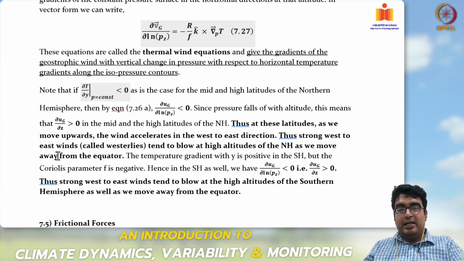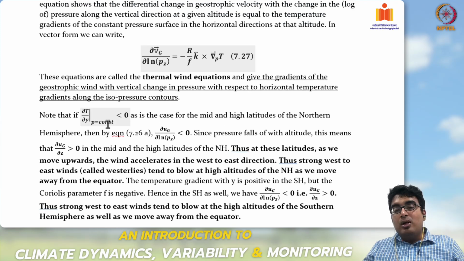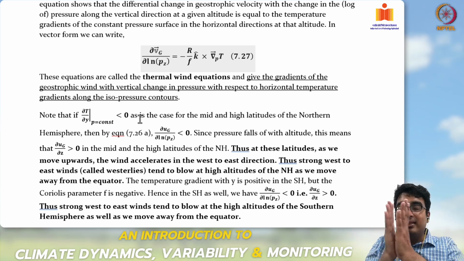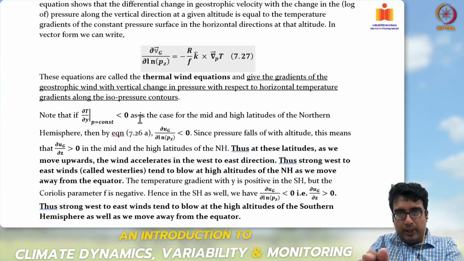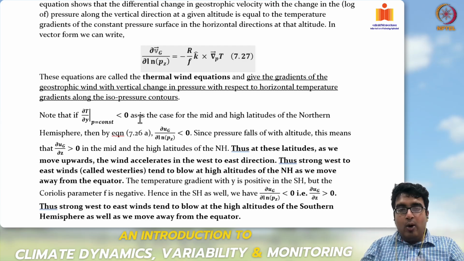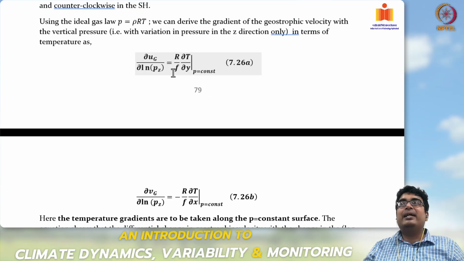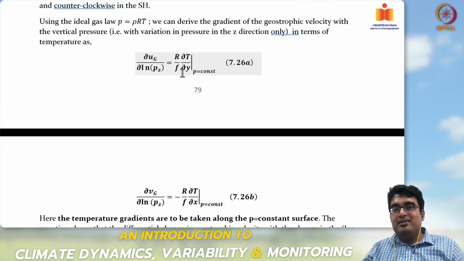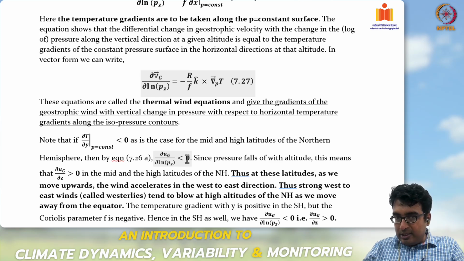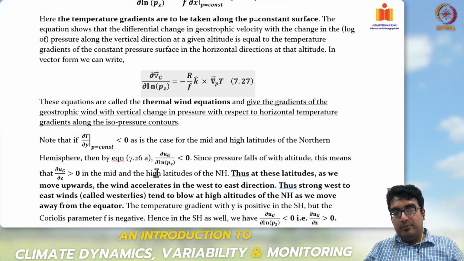Okay. Now the second point. Del T del Y along P equals constant is greater than 0 in the southern hemisphere. As we move northwards in the southern hemisphere, we are moving towards the equator. So the temperature is rising, so del T del Y is greater than 0. However, note that f is negative. Coriolis force parameter is negative in the southern hemisphere. So once again, this term in total becomes negative. So everything else remains the same. Del UG del log Pz is less than 0 in the southern hemisphere. So del UG del Z is greater than 0 in the southern hemisphere.